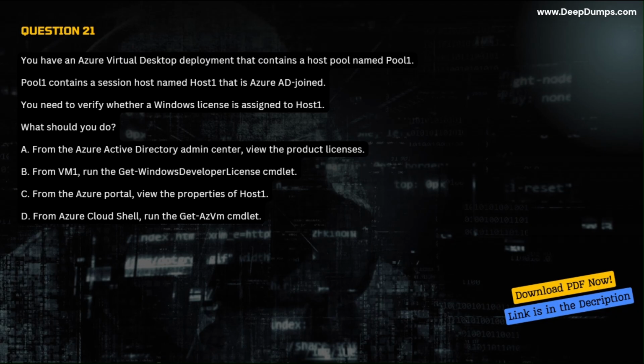Question 21. You have an Azure Virtual Desktop deployment that contains a host pool named Pool1. Pool1 contains a session host named Host1 that is Azure AD joined. You need to verify whether a Windows license is assigned to Host1. What should you do?